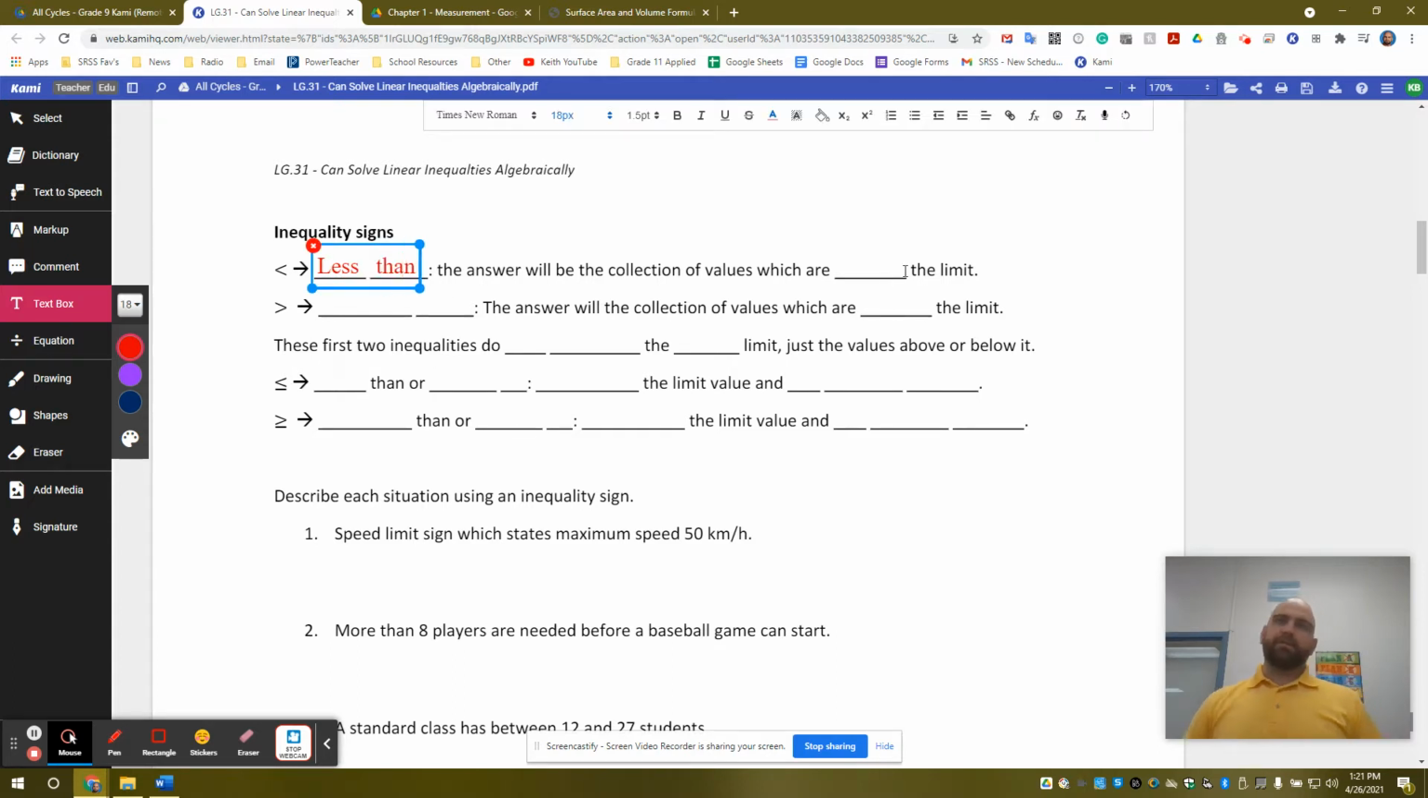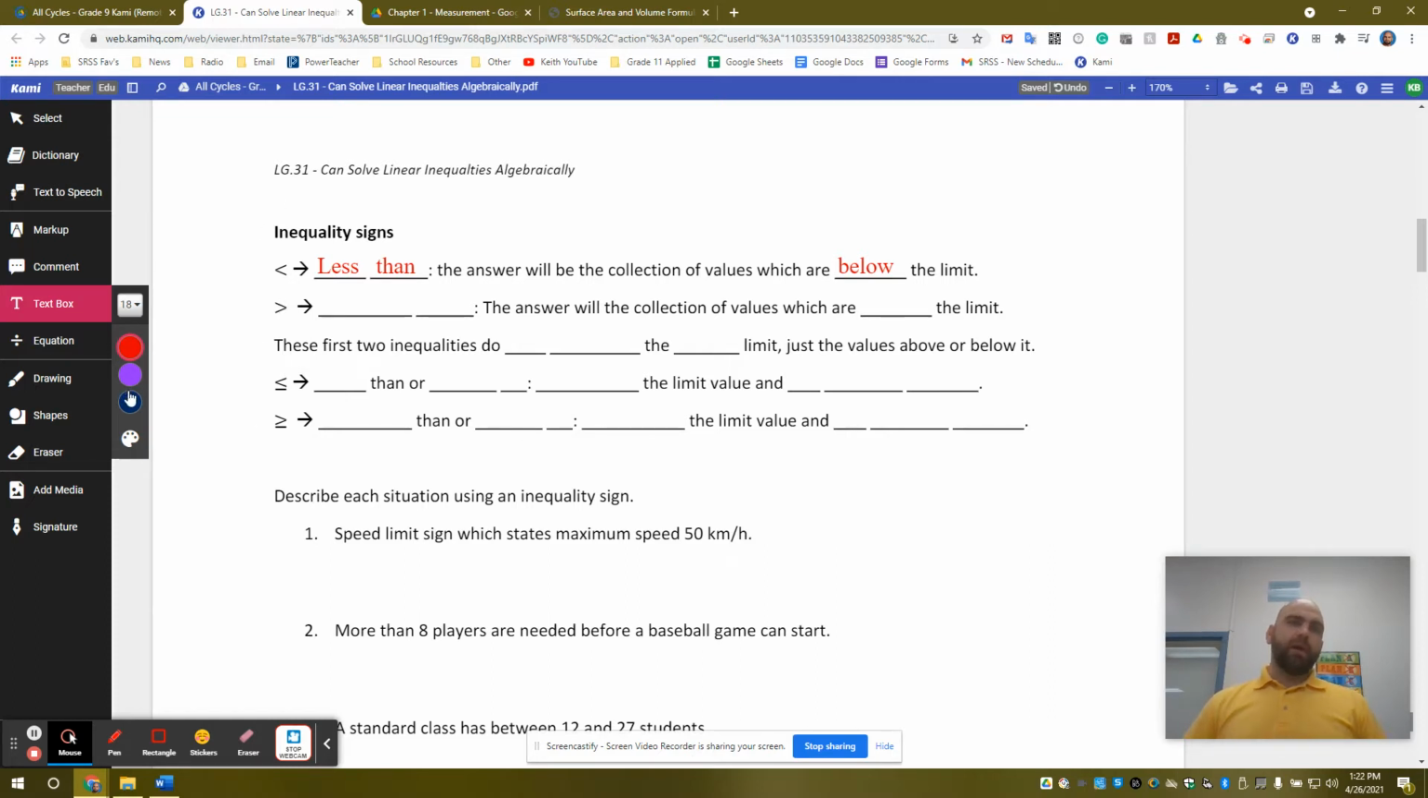Okay, so this is our less than function. This means that the answer will be the collection of the values which are below the limit. We're going to look at some examples of that in just a little bit. But this means that we're looking for the collection of values that are below the limit. Which pieces are less than? Kind of like our speed limit, everything less than 100 works, but anything over 100 does not. So less than would work.